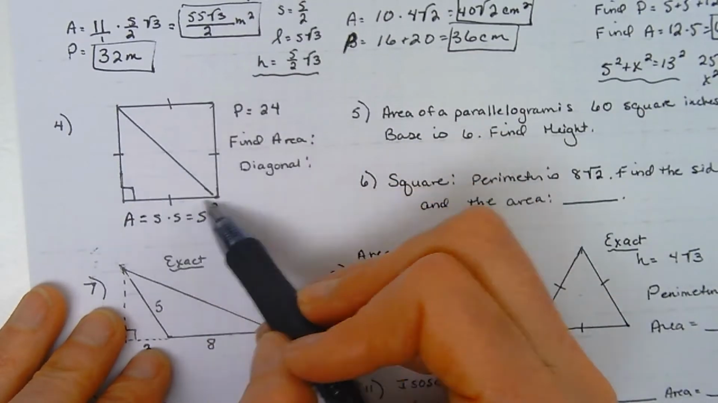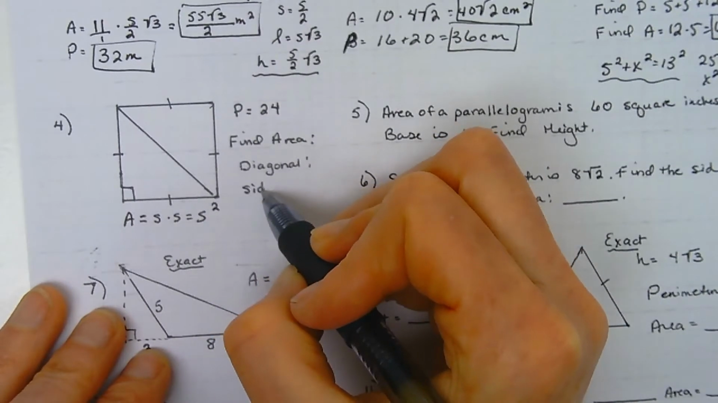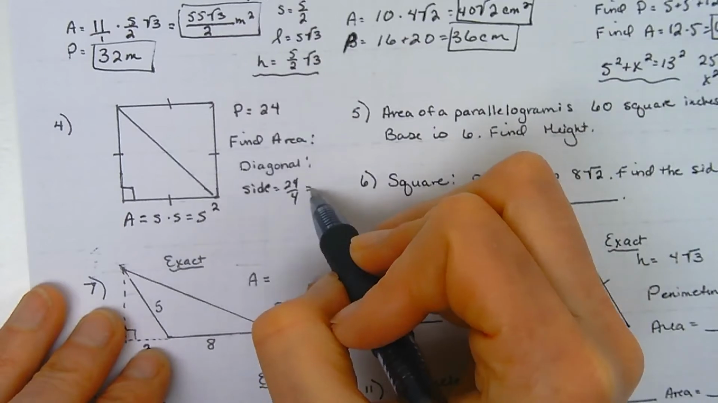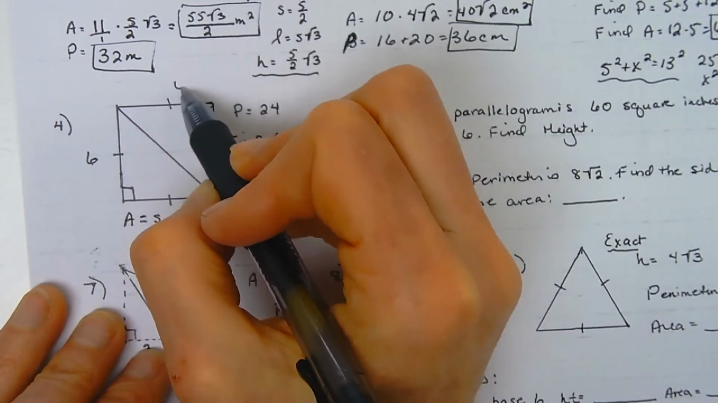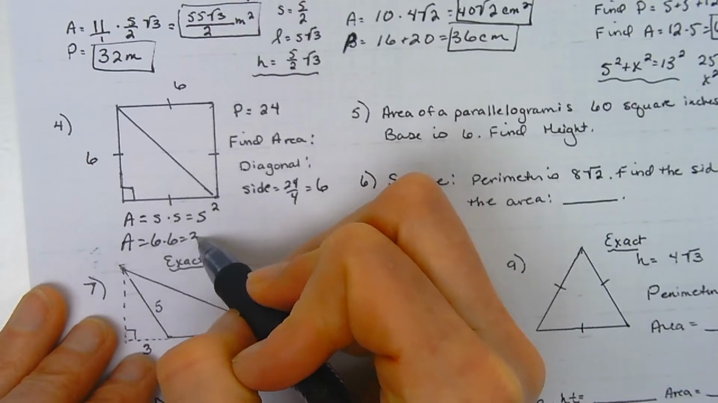So I know the perimeter is 24. That means that each side is equal to 24 divided by 4. And that's 6. So I know the sides are 6. So my area is going to be 6 times 6, which is 36.